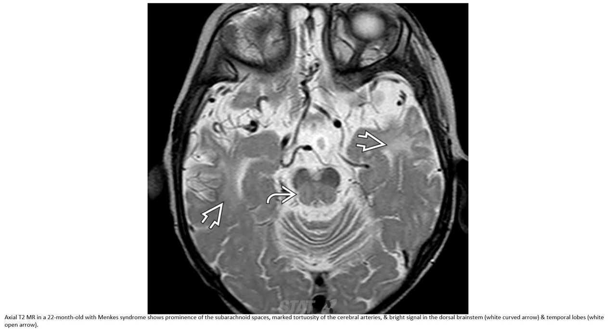T2 MRI in a 22-month-old with Menkes syndrome shows prominence of the subarachnoid space, marked tortuosity of the cerebral arteries, and bright signal in the dorsal brainstem and temporal lobe.